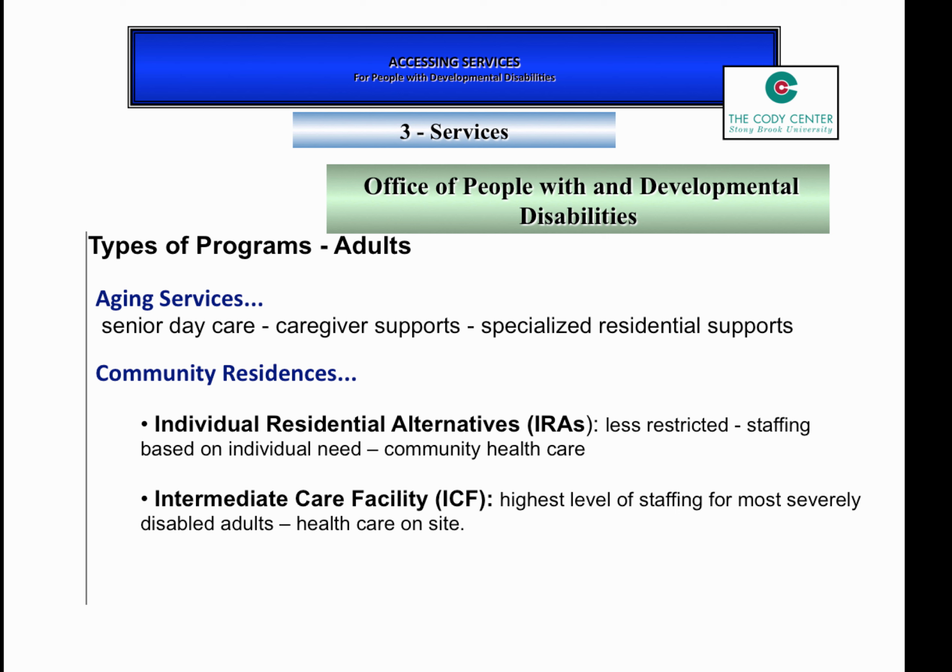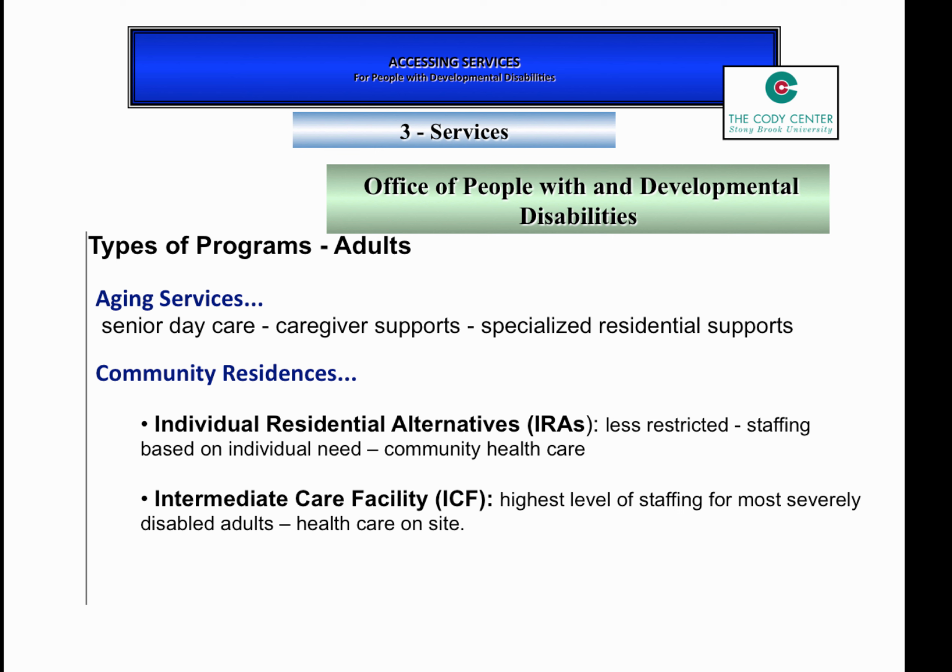There's also programs available for adults through the Office of People with Developmental Disabilities. There are aging services. Our people with developmental disabilities, thanks to the excellent medical care that they are receiving now, rather than institutionalized care, they're in homes, they're in the communities, and they're living longer, happier lives. We now need senior daycare for our adults with developmental disabilities, and also caregiver supports and specialized residential supports. There are also community residences available for independent living if the person with a developmental disability wants to live outside of their family home as an adult.